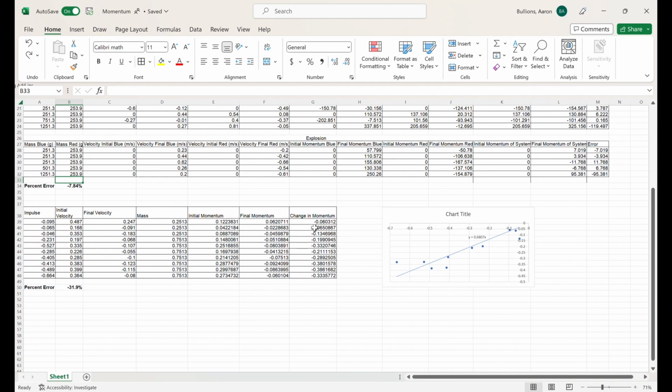So we have a change in momentum, and impulse is by definition change in momentum, so we want these to be as equal as possible again. So we're looking for a slope of 1 on the graph. You can see it's pretty far off. We have the 0.68, that's 31.9% error, which is pretty far off.